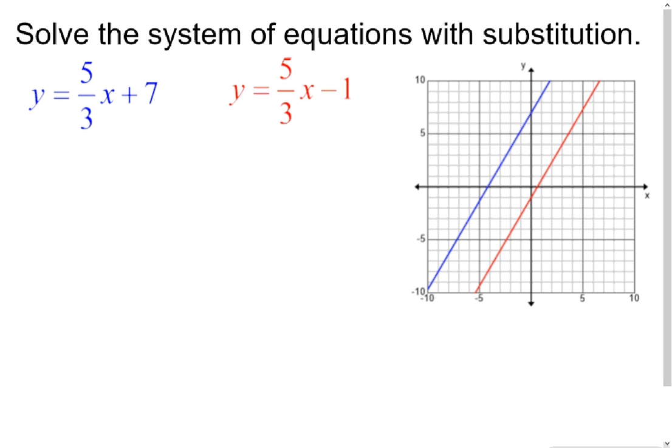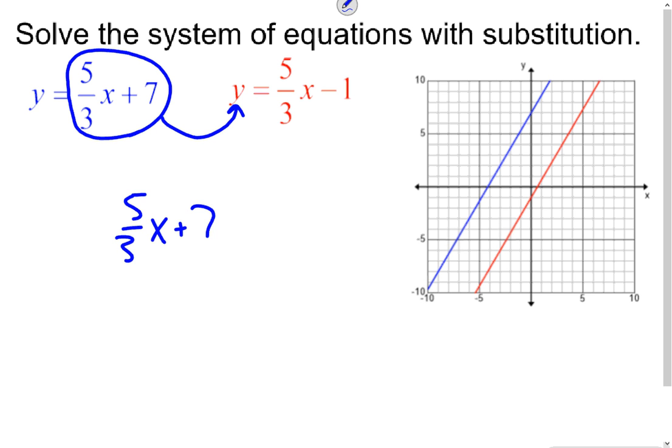Now in this one, I'm going to do the same thing, solve using substitution. This one's kind of nice where both equations already have the y all by itself. So it doesn't really matter which y you circle or value of y. So I'm just going to circle the blue. So this is what I like to take and put it in for y over here. And then remember, rewrite the red equation. Well, if I rewrite the red equation, I start with the blue from before. So I have now 5/3 x plus 7, and then equals 5/3 x minus 1.